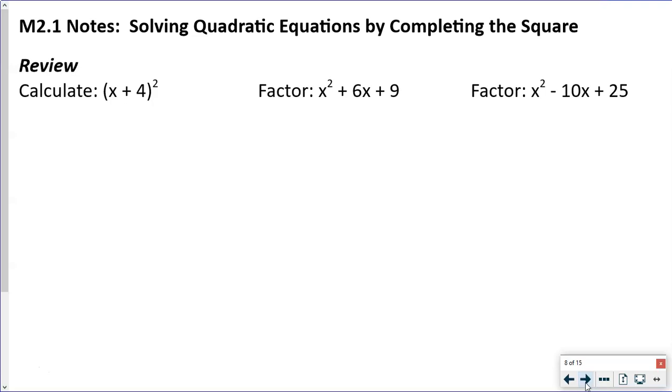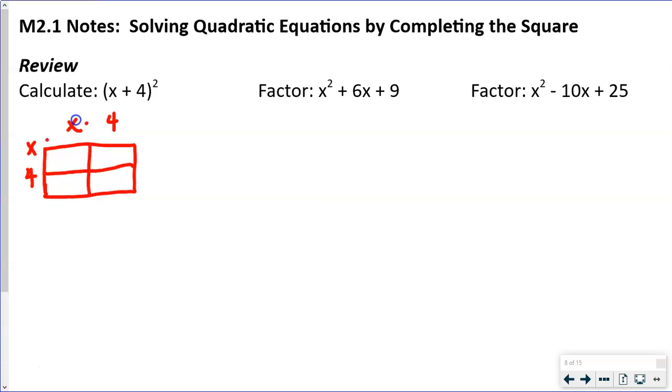So we're going to use the box method to do this initially. I'm going to put my x here, my 4, and an x and a 4, and I'm going to draw a box. Recalling that x times x is x squared, and 4 times x is 4x, and x times 4 is 4x, and 4 times 4 is 16.